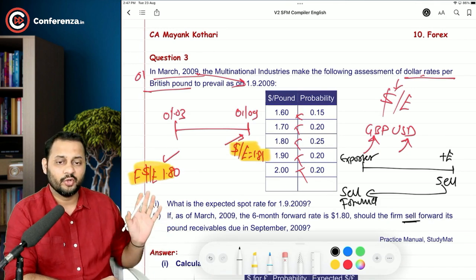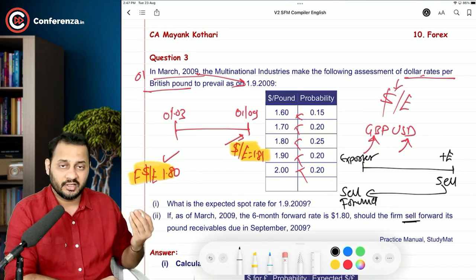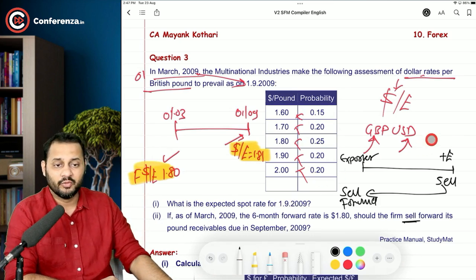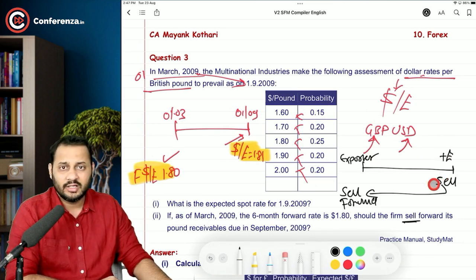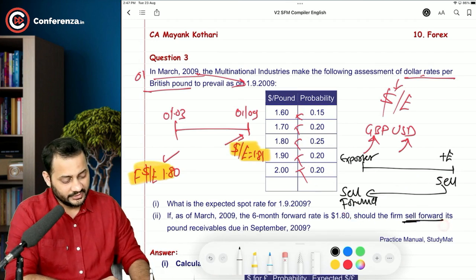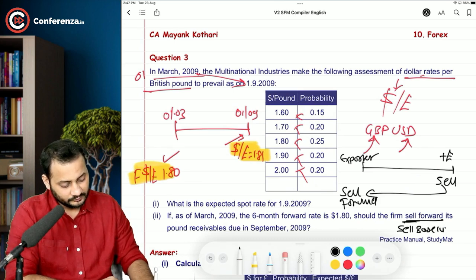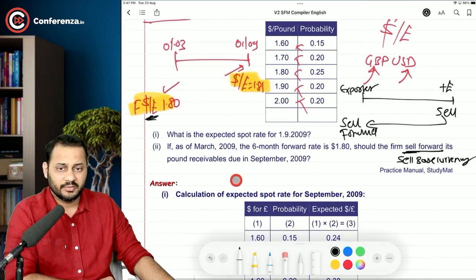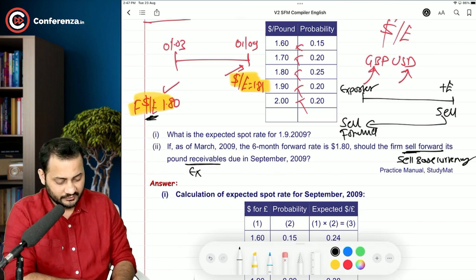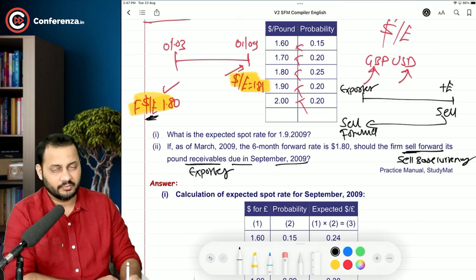So this is a question where you are an exporter, expecting to receive some pounds on the expiry or after 6 months, and you would anyhow be selling it in the market. You would want to sell the pound at expiry. That's why we are selling forward. So sell forward always means sell base currency. In this case, pound is the base currency. It's pound receivable. They have also written receivable. That means we are an exporter, due in September 2009.